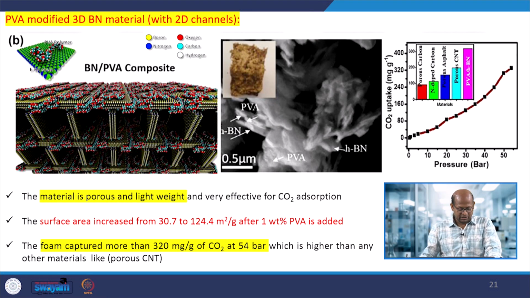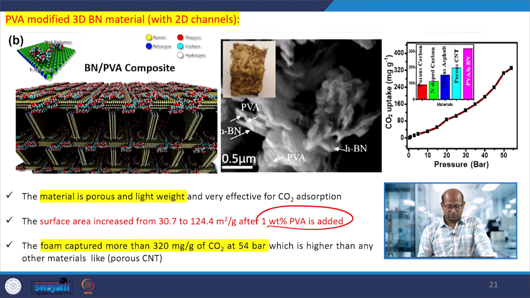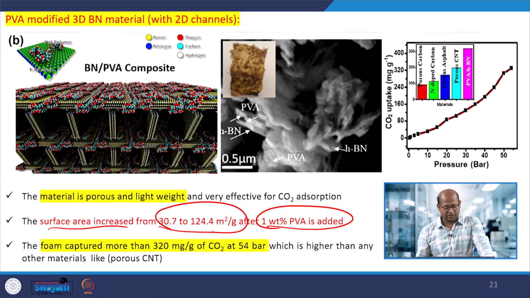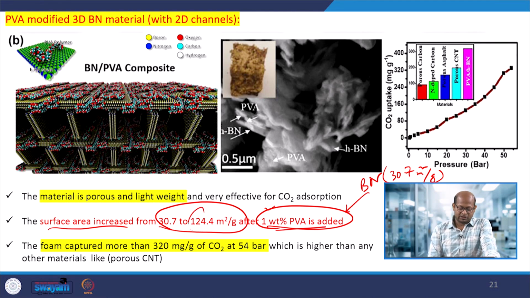It has been observed that when PVA 1 weight % was used for functionalization of the boron nitride nanomaterial, the surface area increased from 30 to 124 meter square per gram. Normal boron nitride gives a surface area of 30.7 meter square per gram. When it is functionalized with 1% PVA, the surface area increases 4 times. Okay, therefore the material can capture more CO2 than unmodified boron nitride.